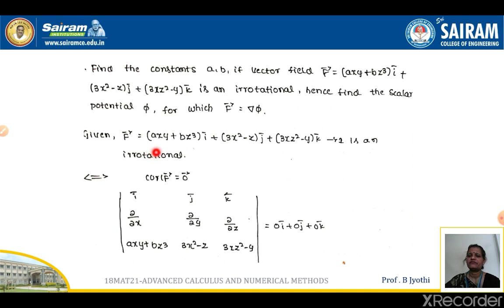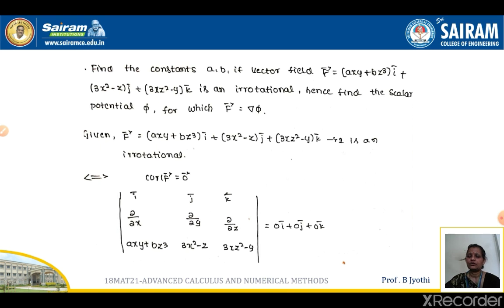So f is given by this vector. Let's consider it is irrotational, as they have given. So let's consider what curl f is equal to. Curl f is given by a determinant with i, j, k, dou by dou x, dou by dou y, dou by dou z, and the components of f, which will be equal to 0i plus 0j plus 0k.